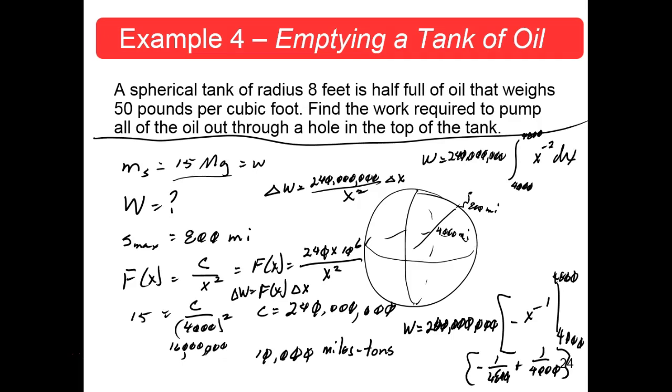Then they turned around and used SI units, which were joules, and used a factor there to get from foot-pounds to joules, and came up with 1.578 times 10 to the 11th joules.